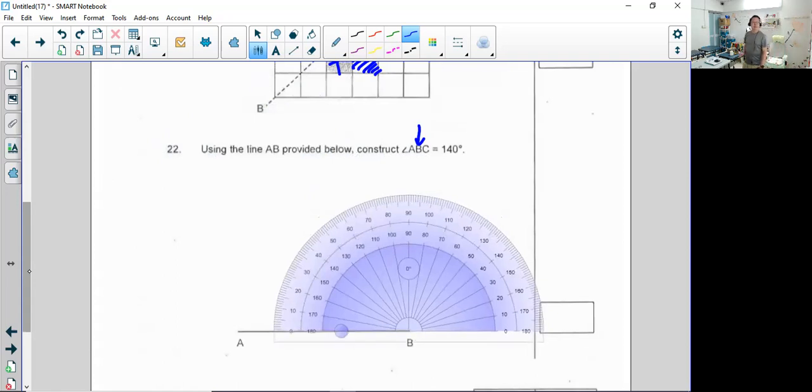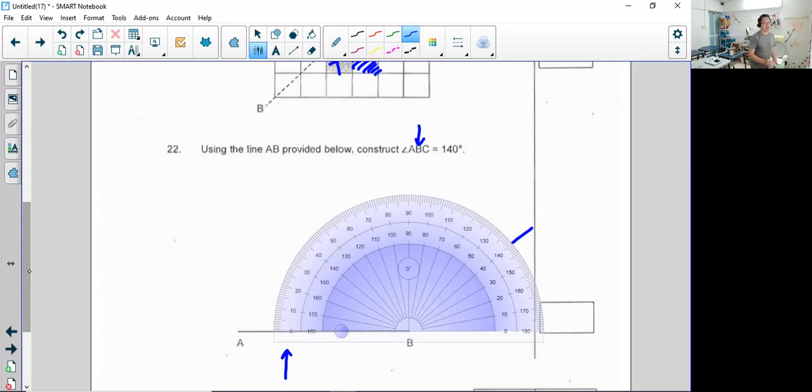And then which 0 do you look at? You look at the 0 on the left side because the line is on the left side of the protractor. And then you look at the 0 and you start looking for 140. So from 0, 10, 20, 30, 40, all the way until here. All right, so there's a 140 there. Put a little marking there.